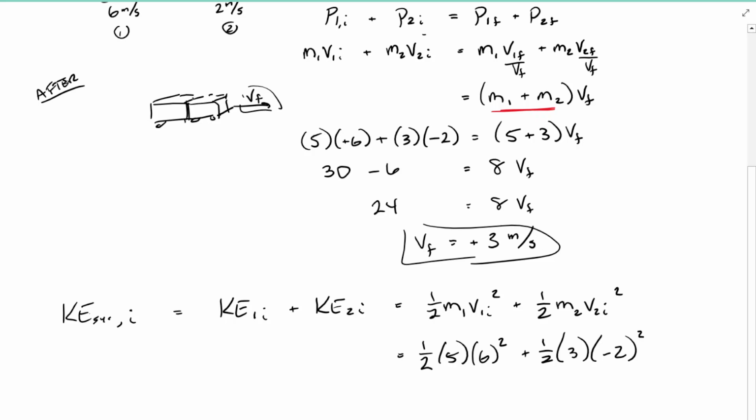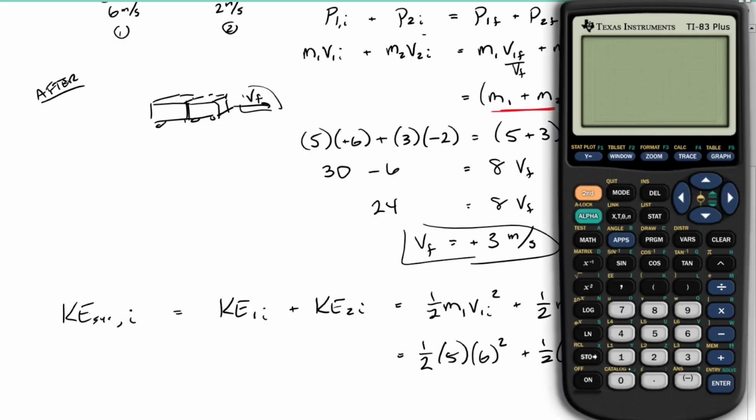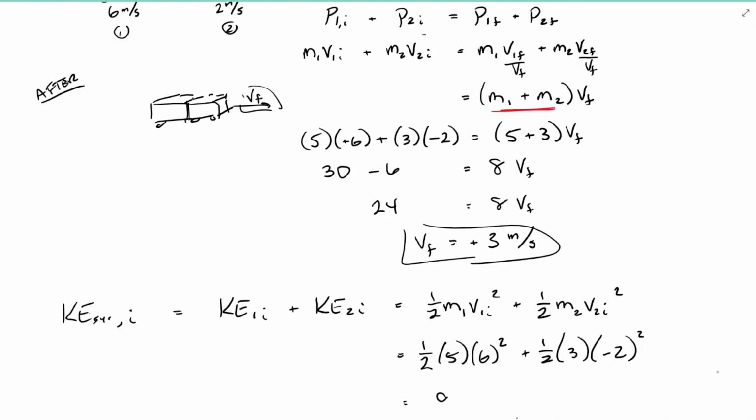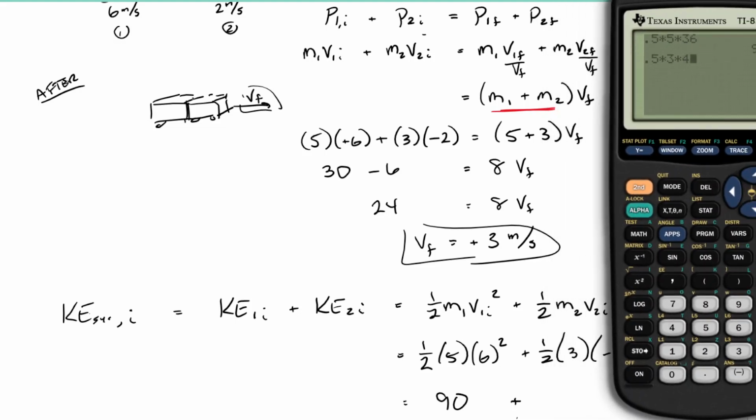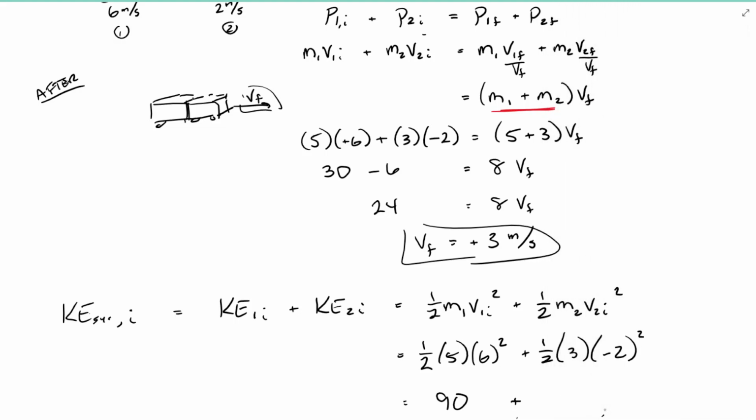6 times 6 is 36, divided by 2 is 18, times 5. I'll just pull my calculator out here: 0.5 times 5 times 36. I have 90 joules of kinetic energy for the first cart, plus 0.5 times 3 times 2 squared, which is 4, so 6 joules in the second cart. So I have 96 joules before the collision.